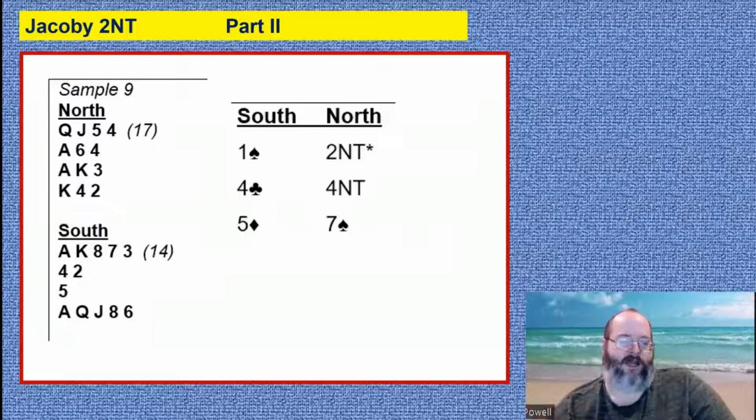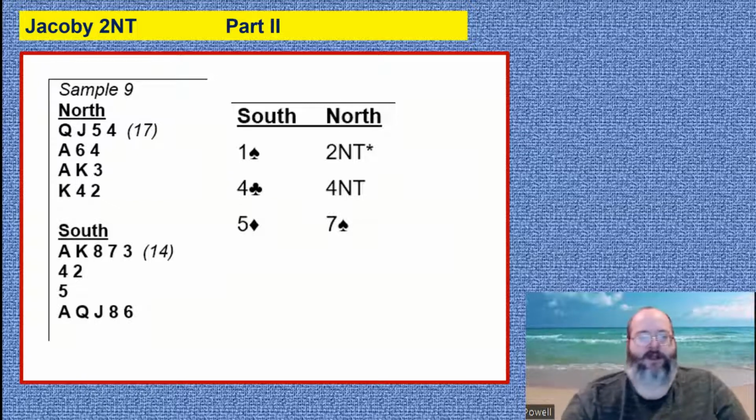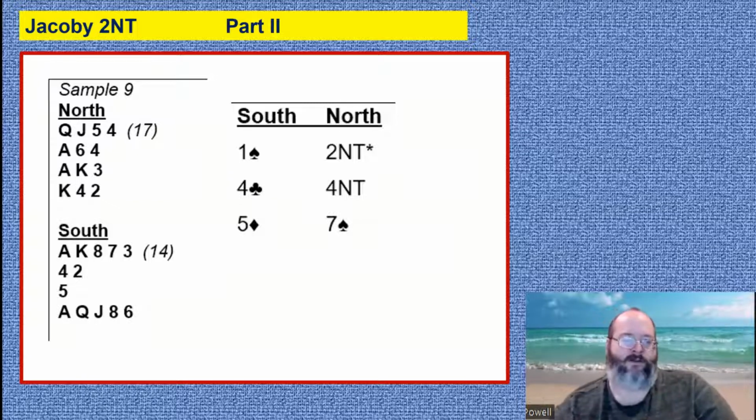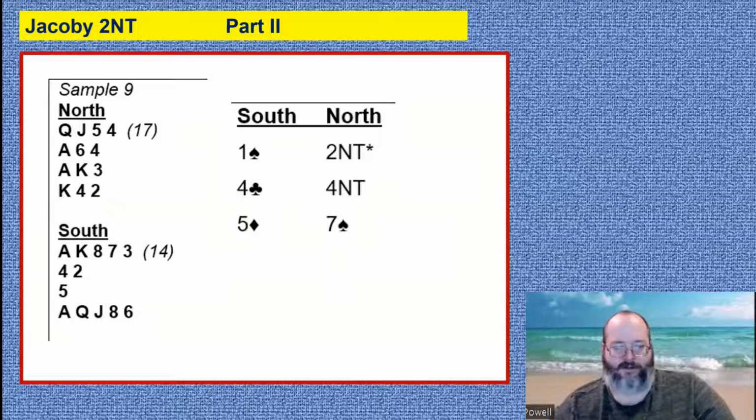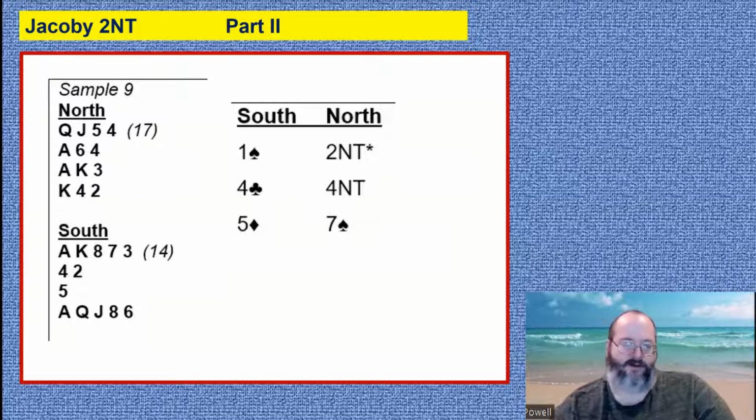South, how many key cards do you have? Well, ace of clubs. Now, I know partner already knows you have that one, but you still include it in your answer, right? Because if he didn't have the king of clubs, he wouldn't know who had the ace of clubs, right? So answer the question you're asked. From North's perspective, he knows South has the ace of clubs. It's the ace, king of spades he's worried about. But South, answer the question.